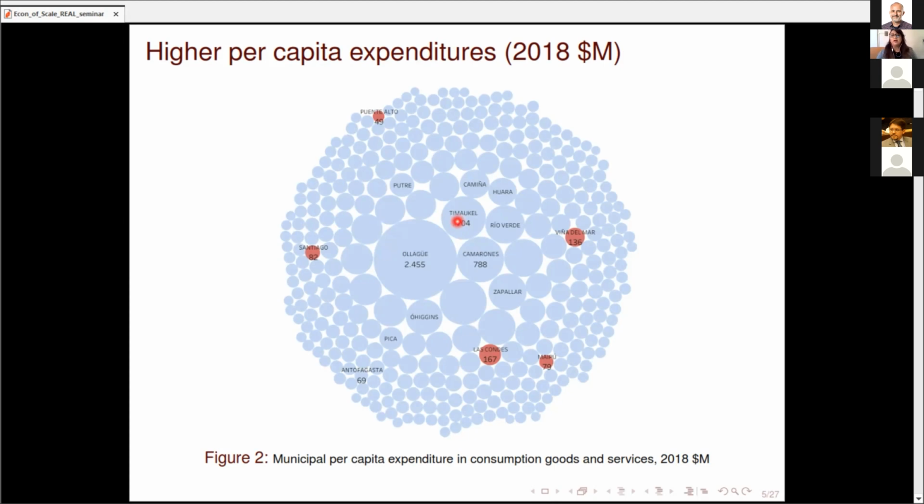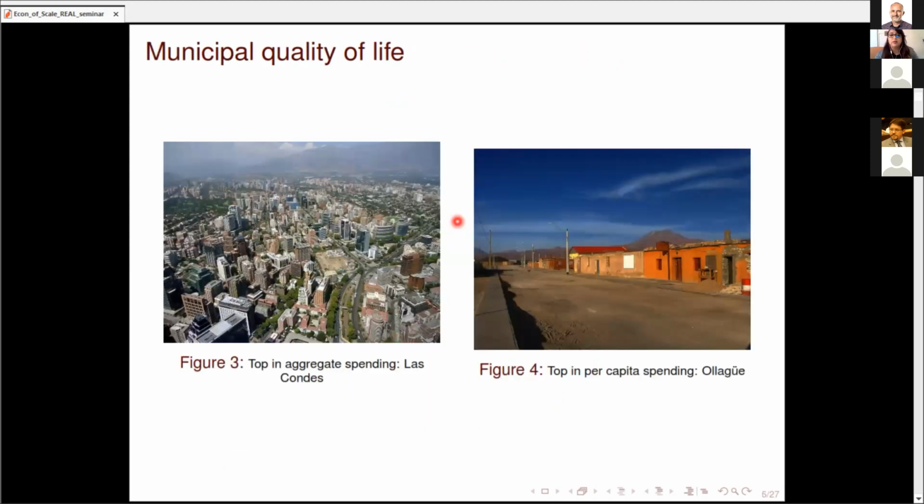We believe that economies of scale is playing an important role here, that some cities are reaching economies of scale, but some others are not. And this is actually what motivates us to study economies of scale in local public spending here in Chile. To exemplify a little bit more, I have a photo on the left of Las Condes, which is the city that holds the top in aggregate spending. And on the right, I have Ollagüe, which is the city that holds the top in per capita spending. At first sight, we can see that there are huge differences between these 2 cities, not only in their infrastructure, but we can imply that there's something happening also in the provision of public goods between these 2 cities.